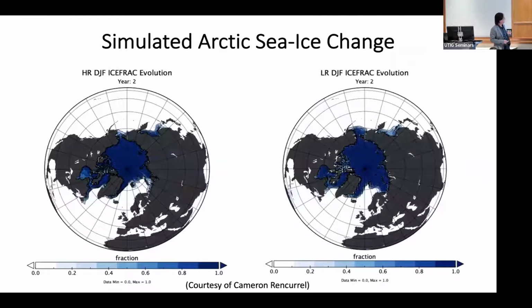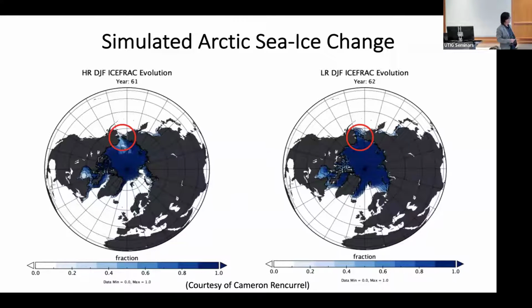So why is that the case? Here's another map showing the sea ice fraction. On the left is the high resolution model. On the right is the low resolution model. I want you to focus on the Bering Strait opening here. And you can see that the sea ice in the high resolution model is melting much faster than in the low resolution model, right? So why is that the case?